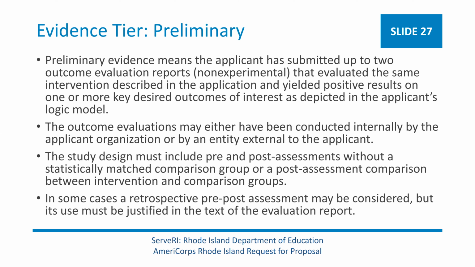And some of you will already be at the next tier of evidence, which is described as preliminary. Preliminary evidence means that the applicant, that's you, have submitted with your application one or two outcome evaluation reports that have studied the intervention that you're proposing. Those evaluations don't have to be rigorous experimental models, but they do have to have shown that there was a positive result, right? That the program was actually achieving the outcomes that are making a difference for your beneficiary population.